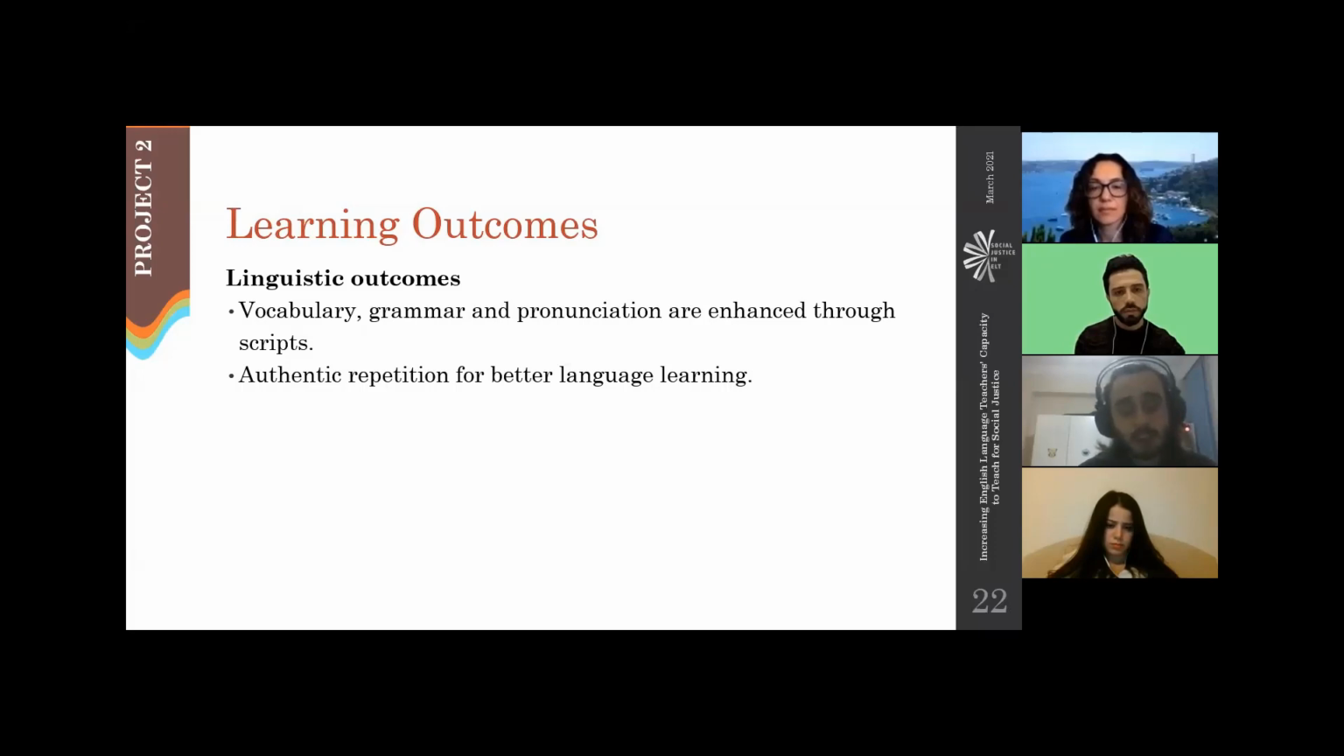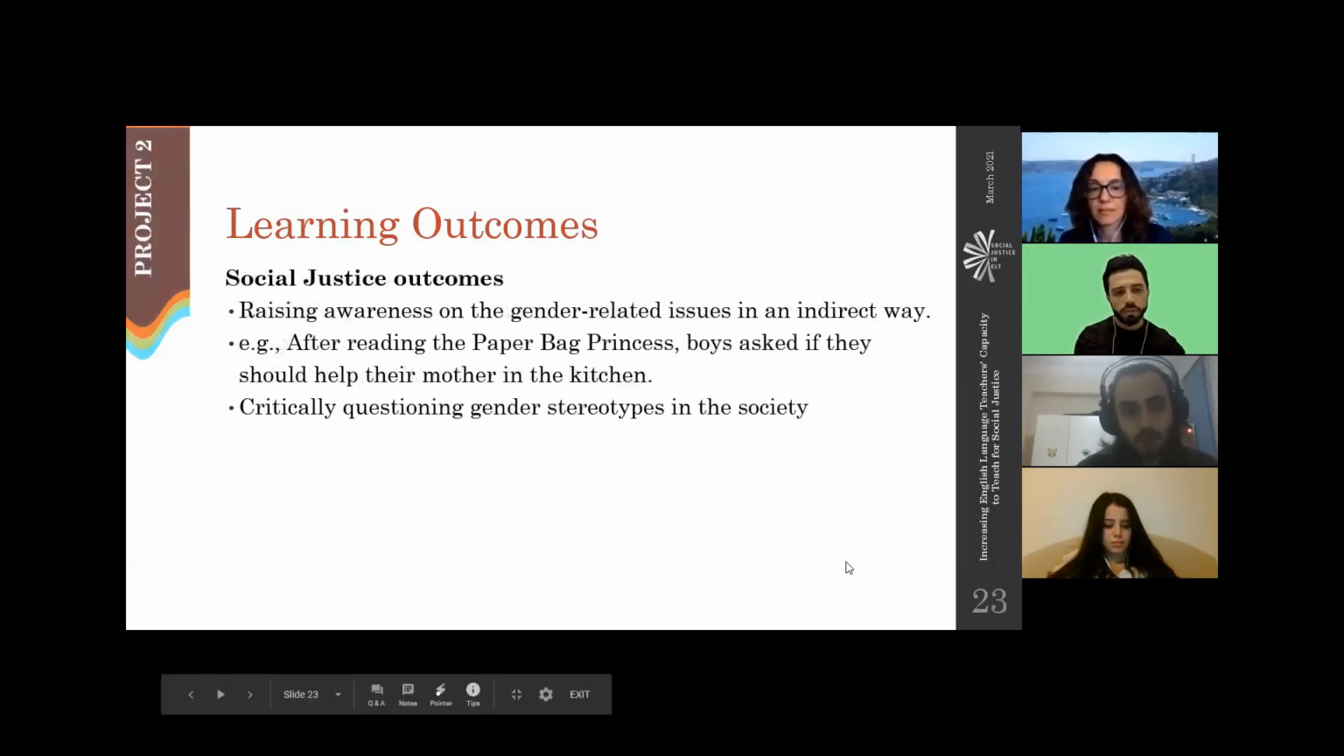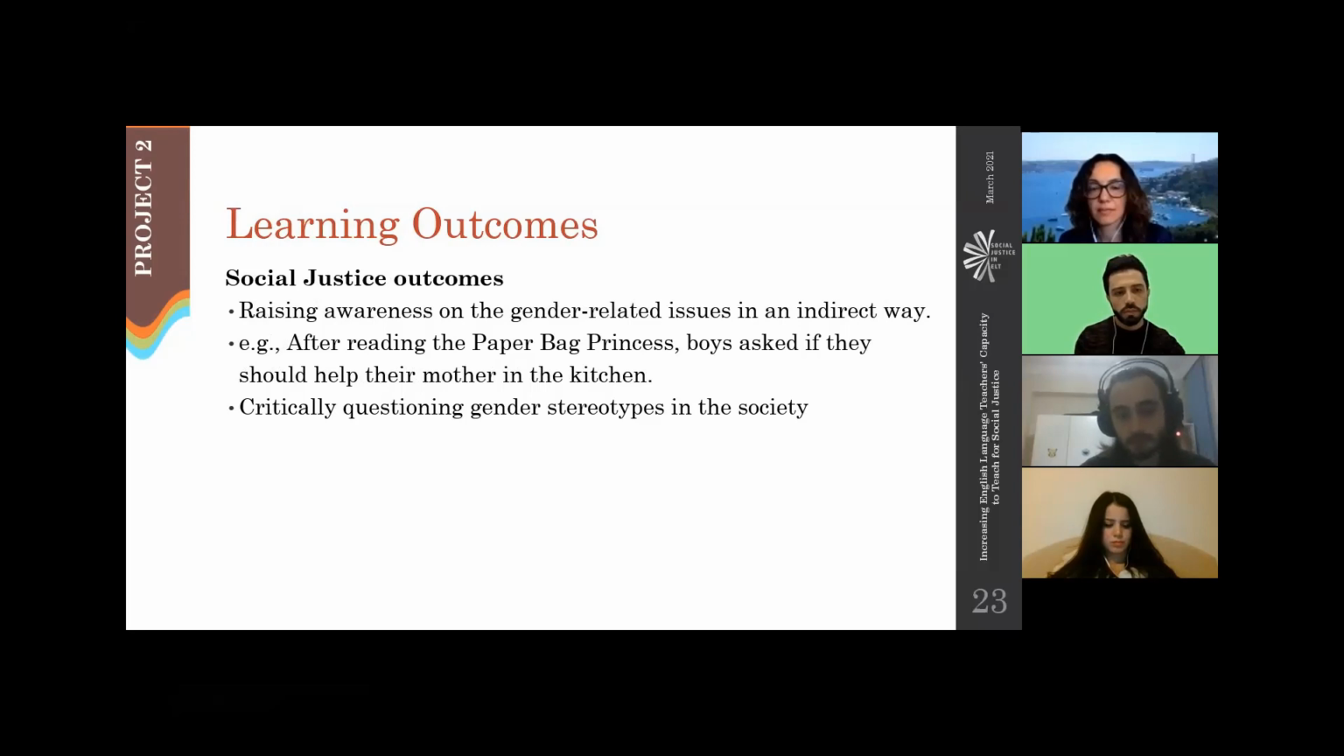And then the drama allowed for authentic repetition for better language learning. And social justice outcomes. One of the outcomes of my project was raising awareness on gender-related issues in an indirect way with the help of drama. And I accomplished this because most of the time the students were asking me such questions like, as you can see in the example, if they should help their mother in the kitchen, for example.